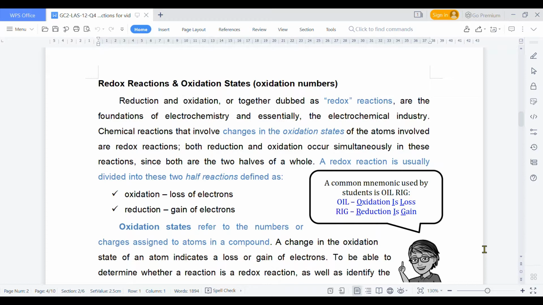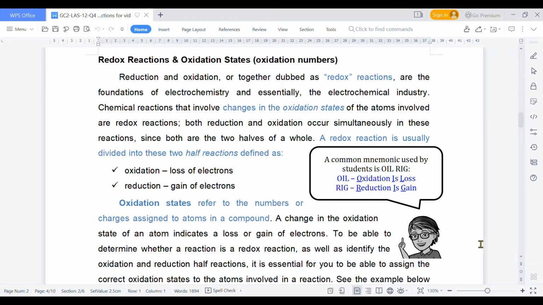Since both are the two halves of a whole, a redox reaction is usually divided into these two half reactions, defined as oxidation, loss of electrons, reduction, gain of electrons. A common mnemonic used by students is OIL RIG. Oil, oxidation is loss. Rig, reduction is gain.